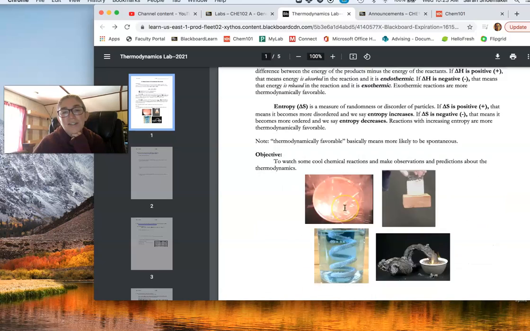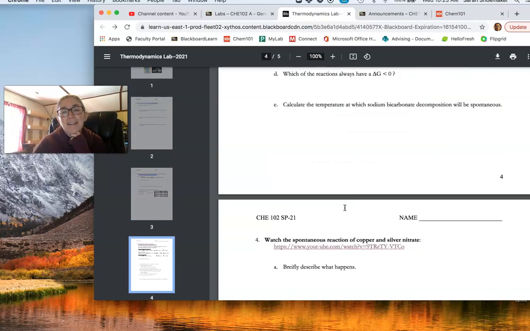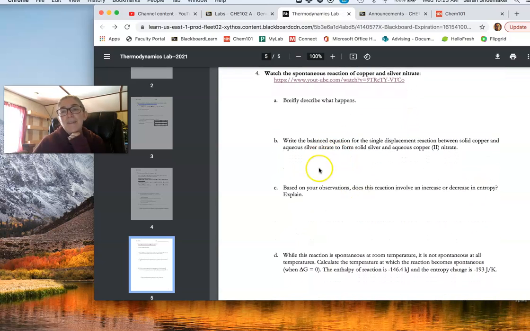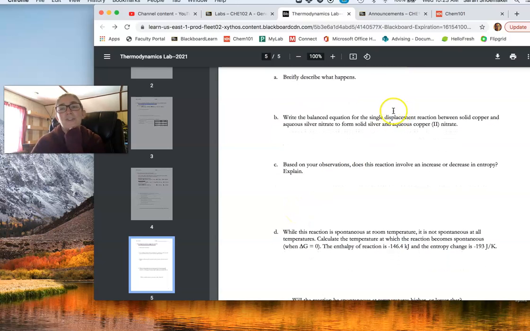So then there's some questions about that. Briefly describe what you saw happen. Write the balanced equation. It's a single displacement reaction. If you don't remember what a single displacement reaction is, look it up back in an earlier chapter in the textbook. Between solid copper and aqueous silver nitrate to form solid silver and aqueous copper(II) nitrate. So again, you should be able to just write that from the sentence form. You don't even have to look up a single displacement reaction. Hopefully writing it out will remind you what it is.